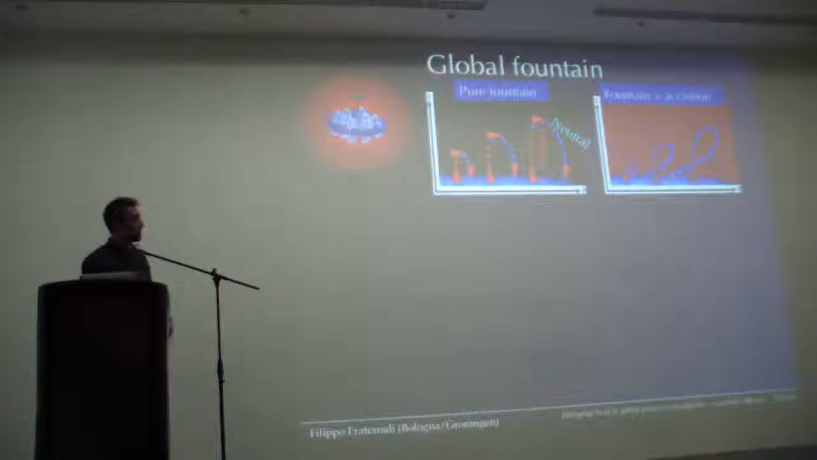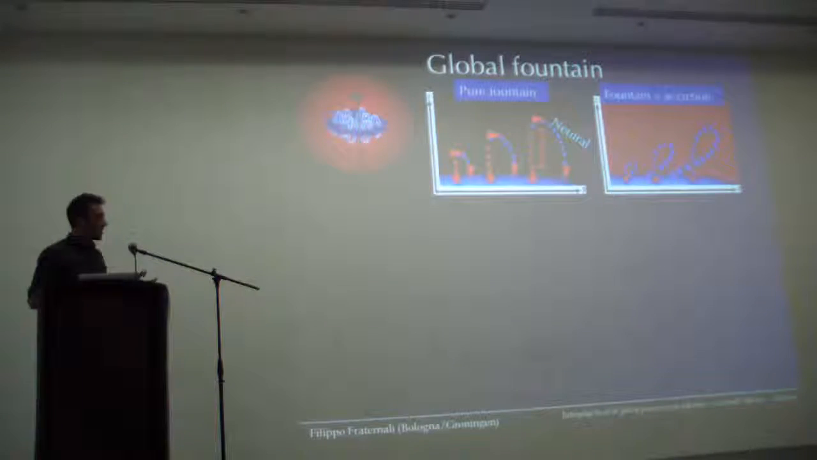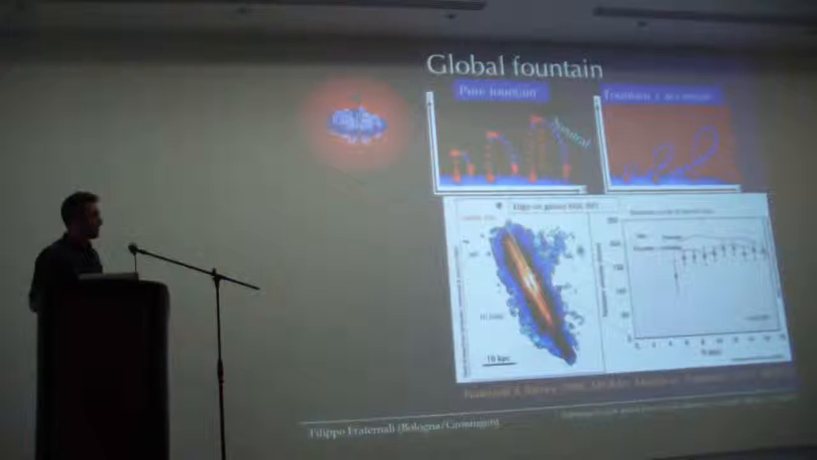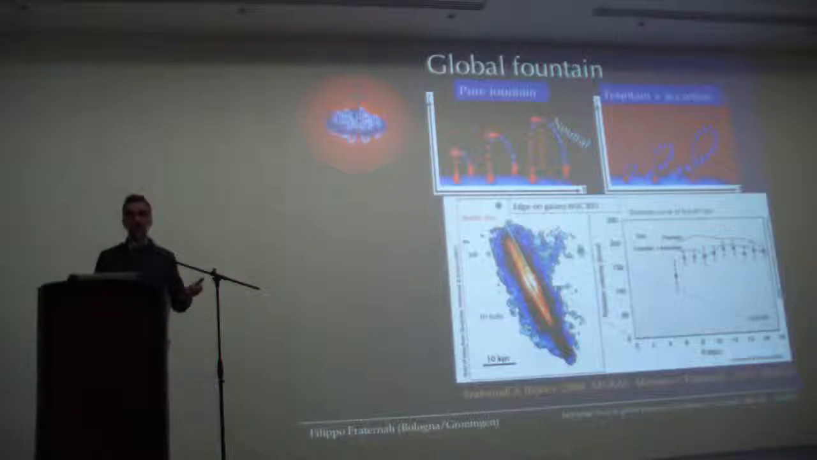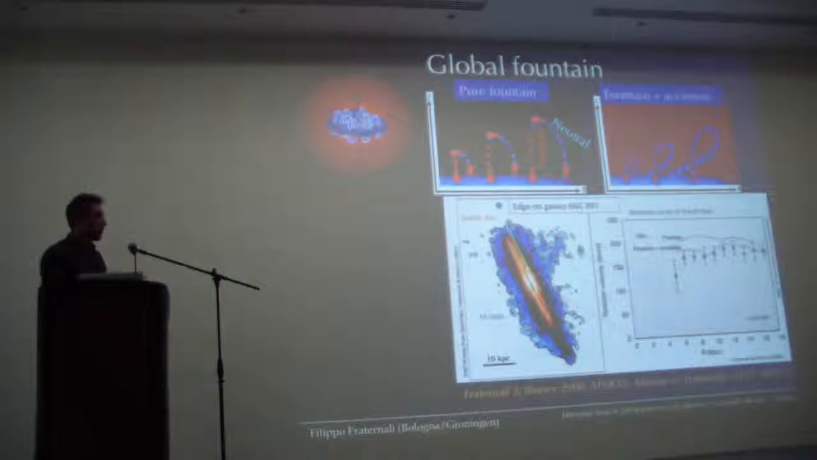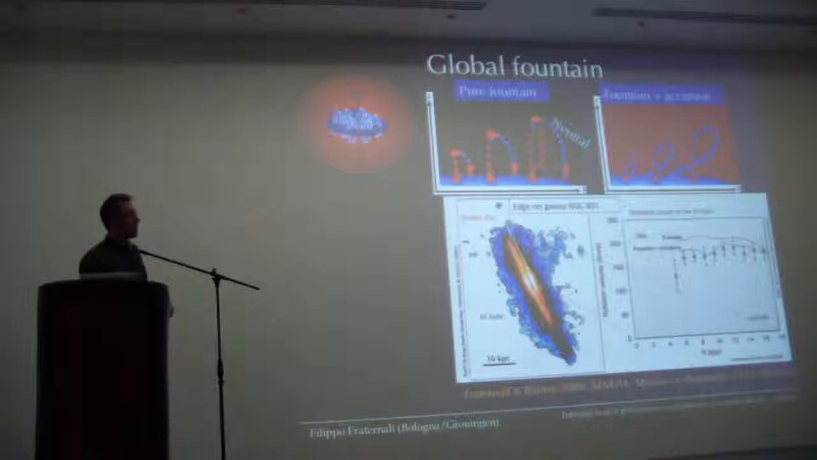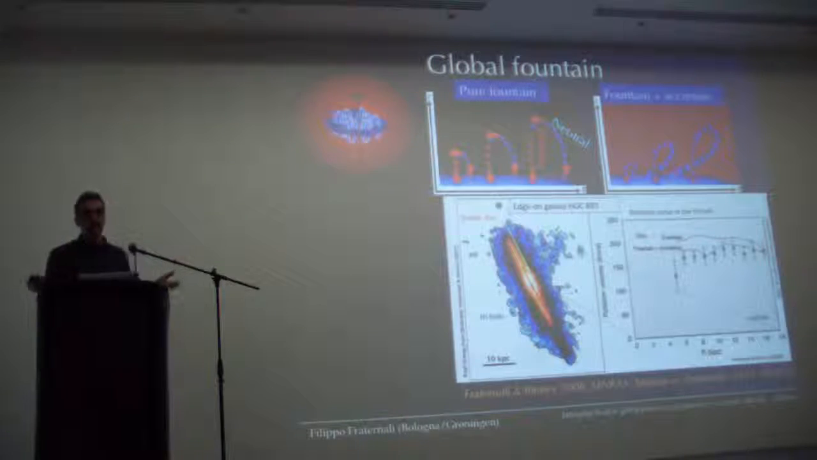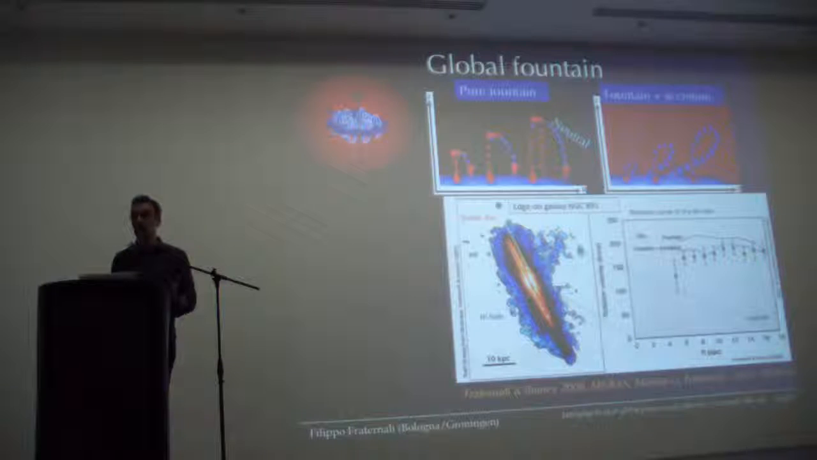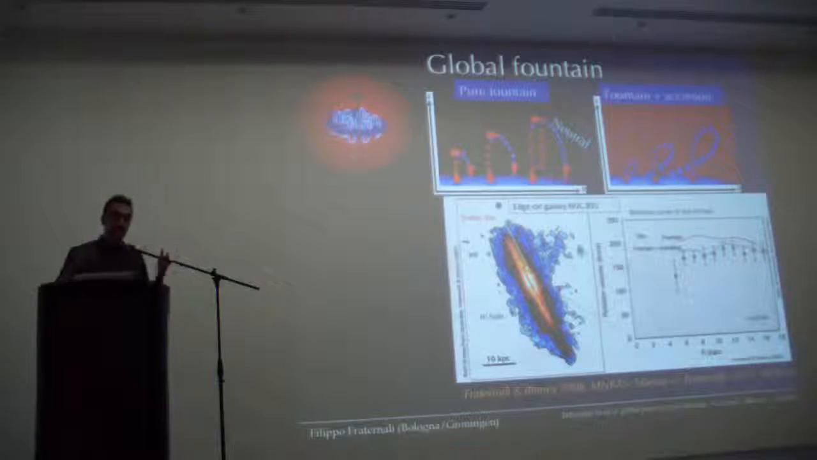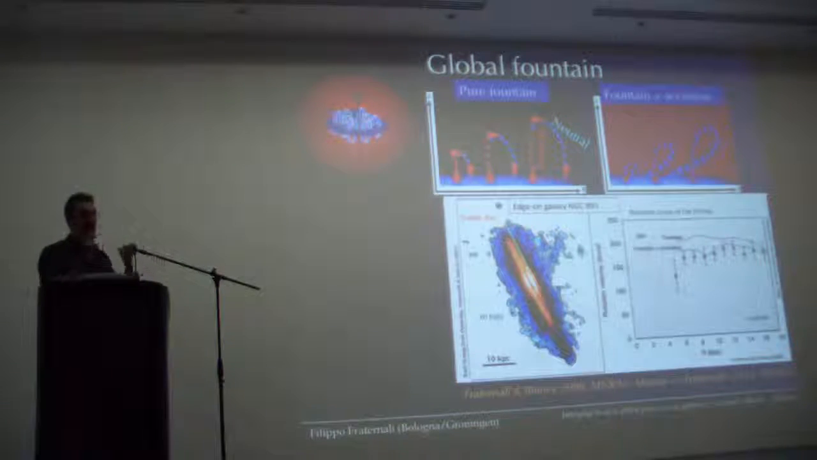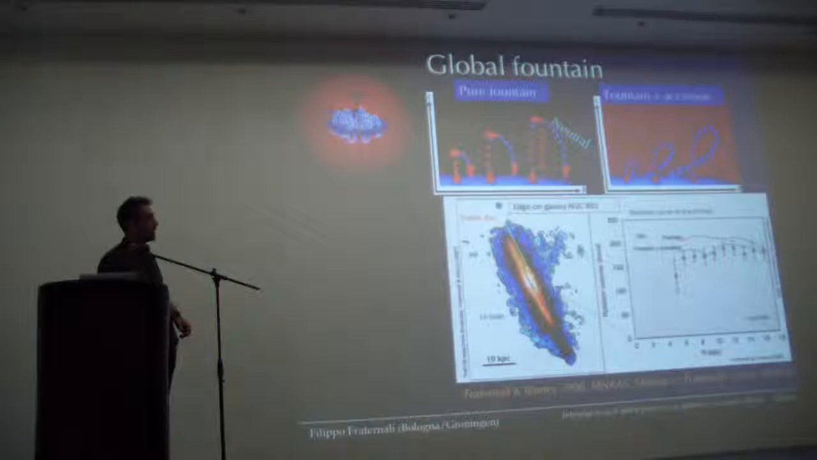Can we look at these things in the data? And the answer is yes. We see it actually very well. This is an example of a galaxy seen edge-on with lots of neutral gas outside the disk. It is produced by the fountain. And you see that the kinematics of this so-called extraplanar gas is not reproduced by a fountain that does not interact with anything. It's only reproduced by a fountain that interacts and accretes part of the corona.